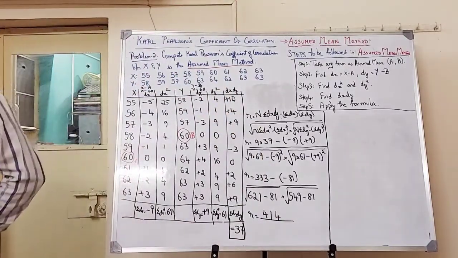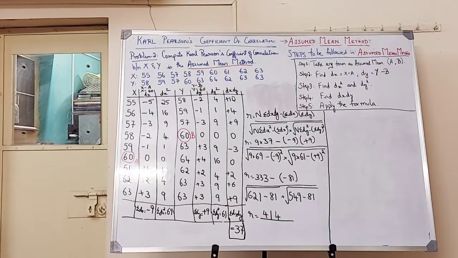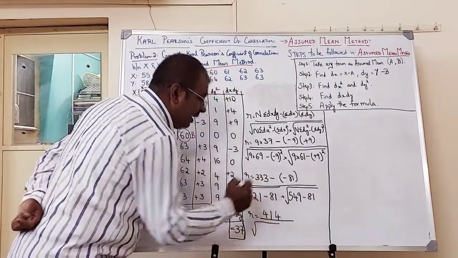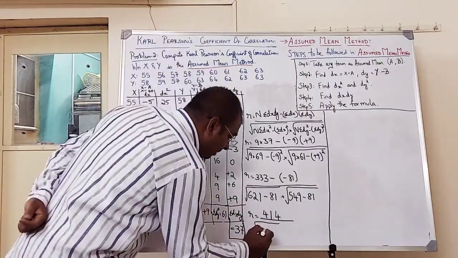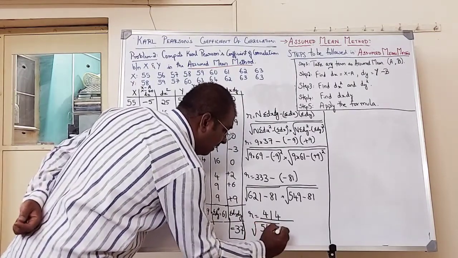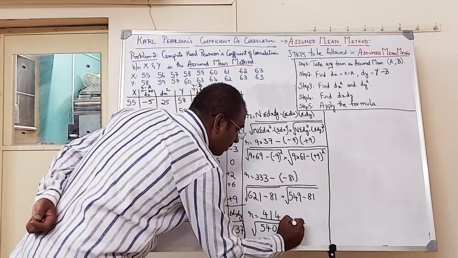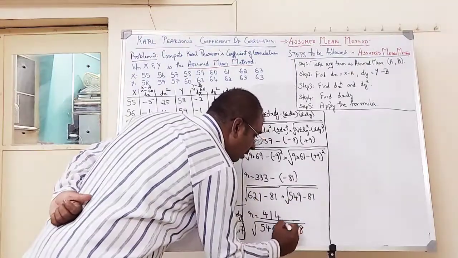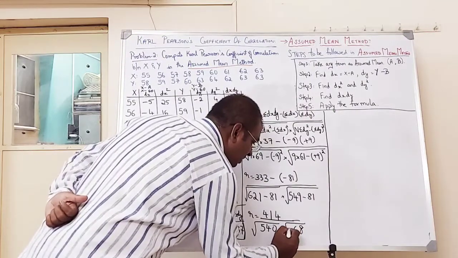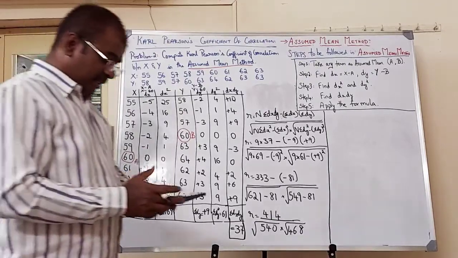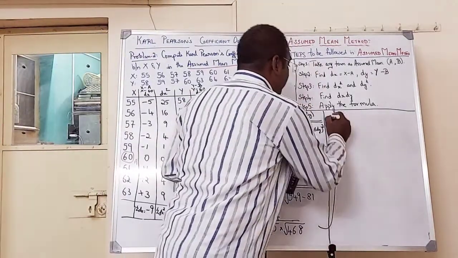R is equal to 414 divided by square root of 621 minus 81. 1 minus 1 is 0. 12 minus 8 is 4. And 6 becomes 5. 540 into square root of 549 minus 81. 9 minus 1 is 8. 4 minus 8 is 6. This becomes 4. So next, I'll continue here further.